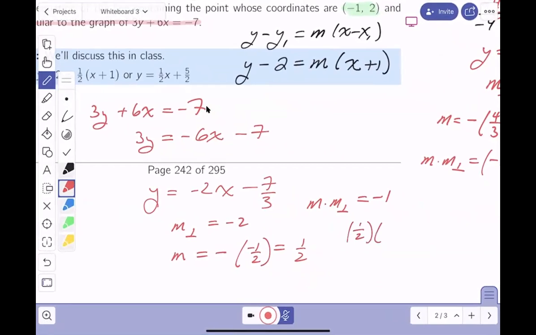And what's m perpendicular? Minus 2. What does this give us? Minus 2 over 2, which is minus 1. Works out beautifully. So what I'm going to do now, go back to my m and put it down. So what's the m? I'll erase this over here. And the m is 1/2.